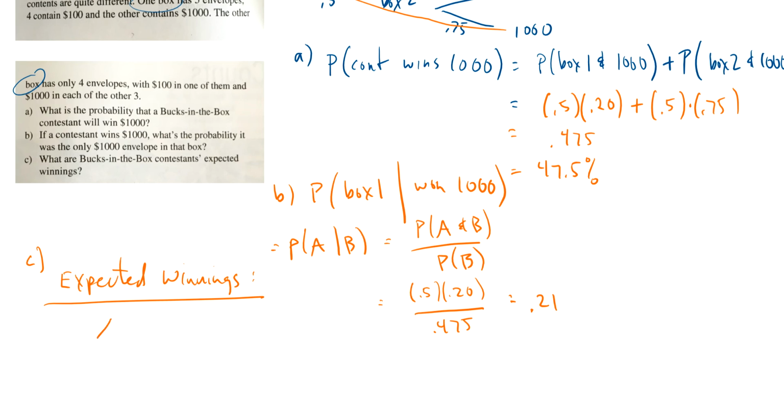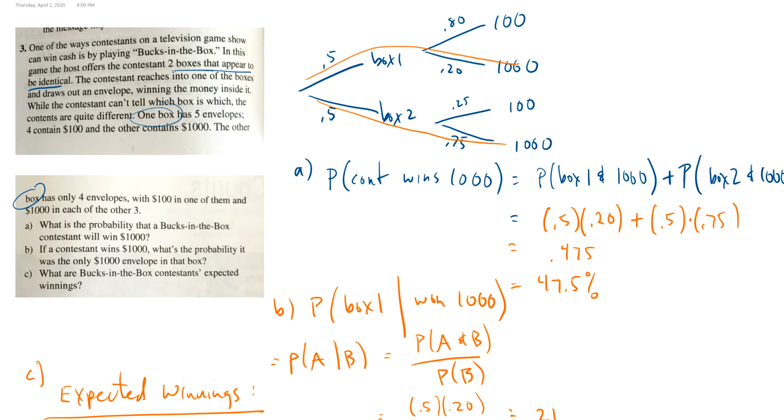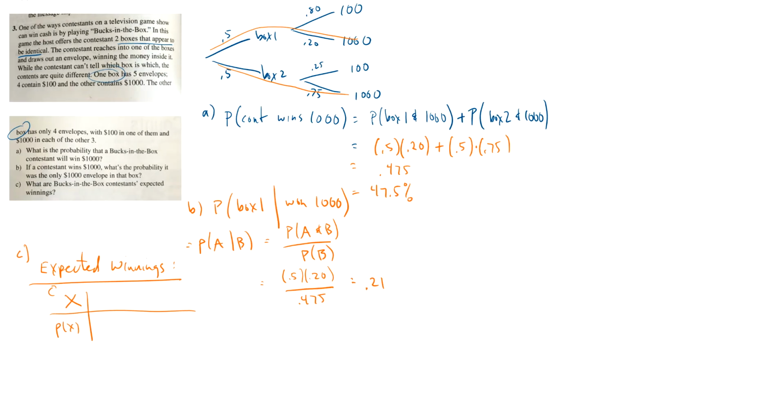Okay, well, if X is my expected winnings, what could I win? I'm either going to win $100 or $1,000, right? There's no other option. Well, what's the probability I win $1,000? We already figured that out. That's 0.475. What's the probability they win $100? Well, I could go the top or the top, right? But I already know it's either one or the other because I'm winning one of those two. So it's going to be the complement of that, 0.525, right?